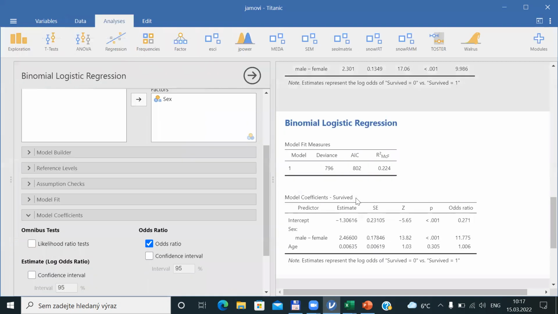So I would go back to these results. The numbers change: the estimate and odds were before 2.3 and now it's 2.47. Yeah, I would explain it.